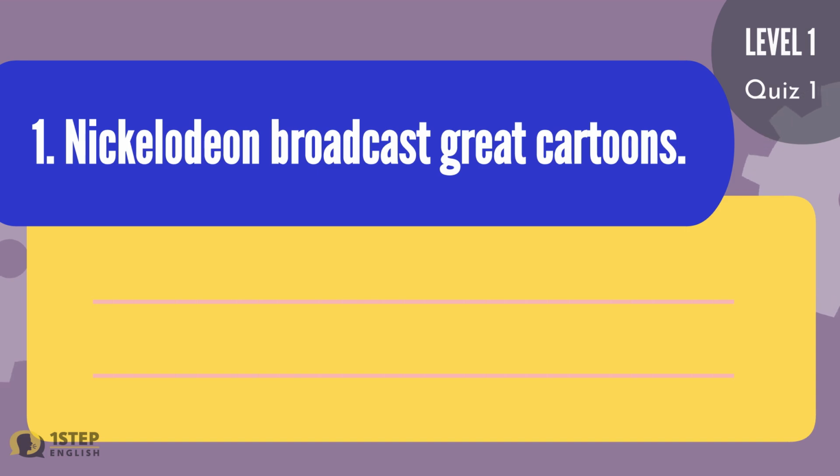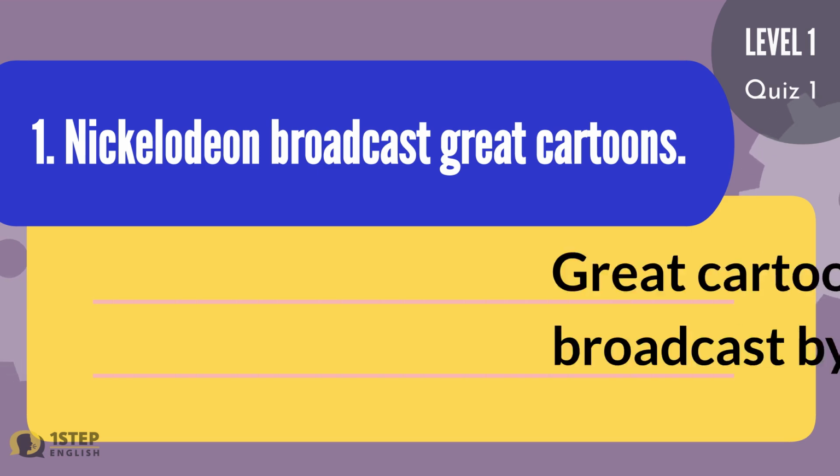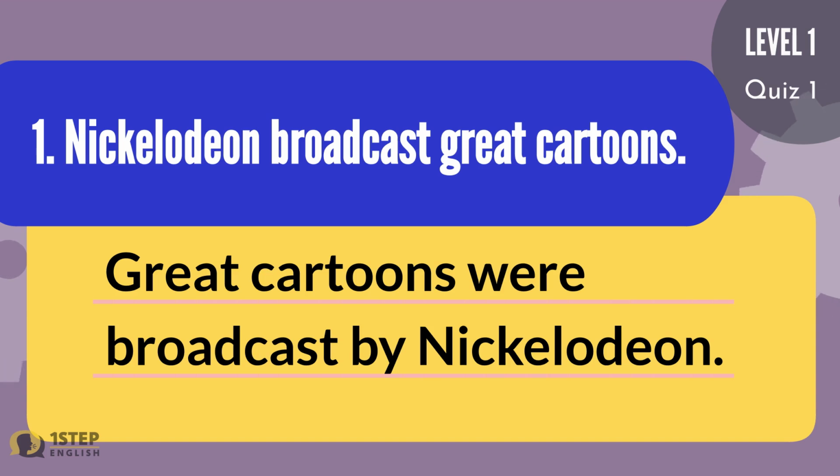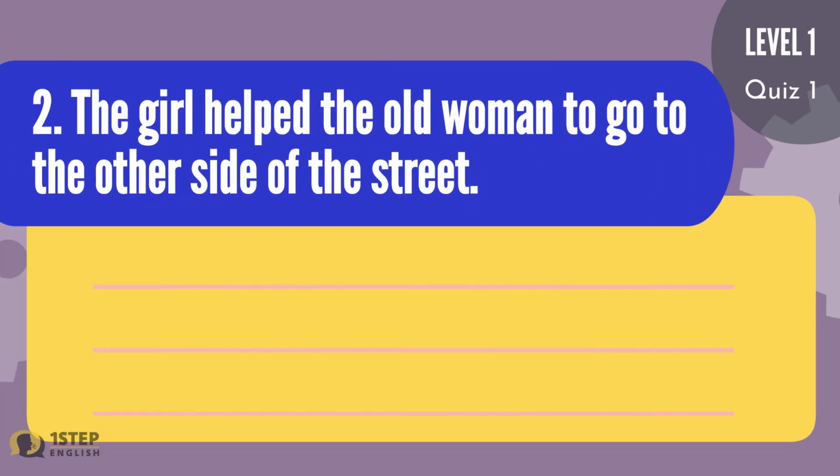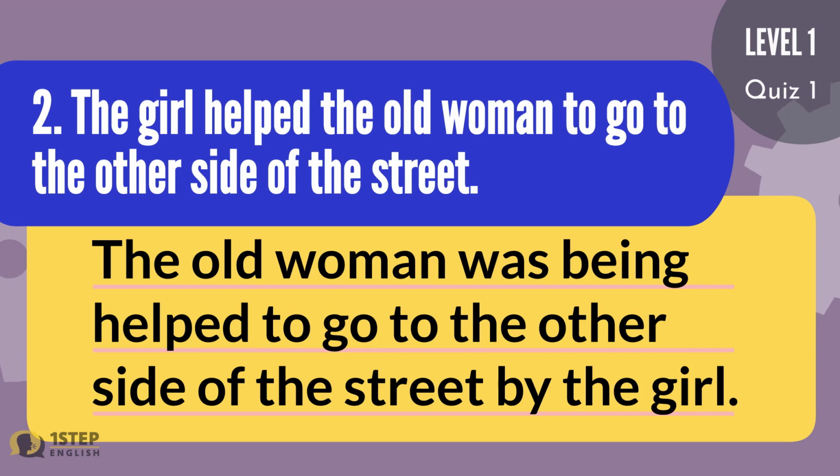Number 1. Nickelodeon broadcast great cartoons. The answer is, great cartoons were broadcast by Nickelodeon. Number 2. The girl helped the old woman to go to the other side of the street. The answer is, the old woman was being helped to go to the other side of the street by the girl.